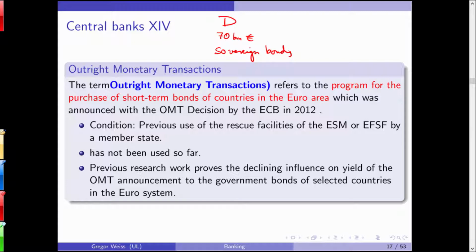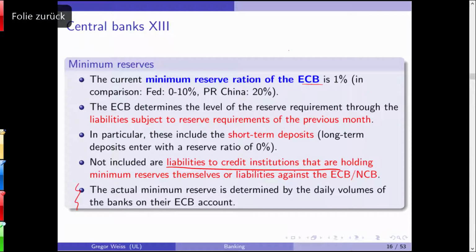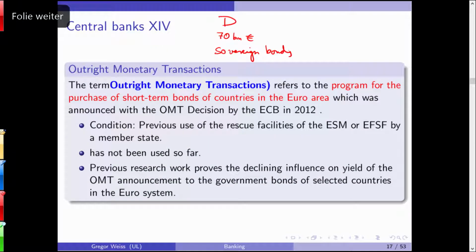default. And in such a situation, the European Central Bank said that we will do whatever is necessary. And this means that in case the rescue facilities of the ESM and the European Financial Stability Fund, EFSF, if all those rescue facilities have been used up, and in case the outright monetary transactions have not been used so far, it means that the European Central Bank will buy up these government bonds.